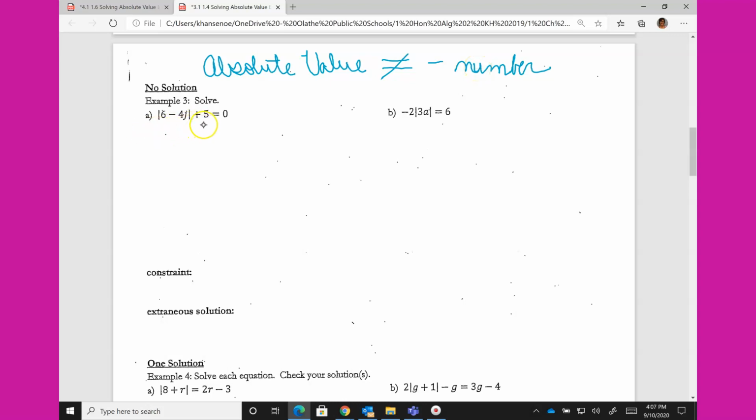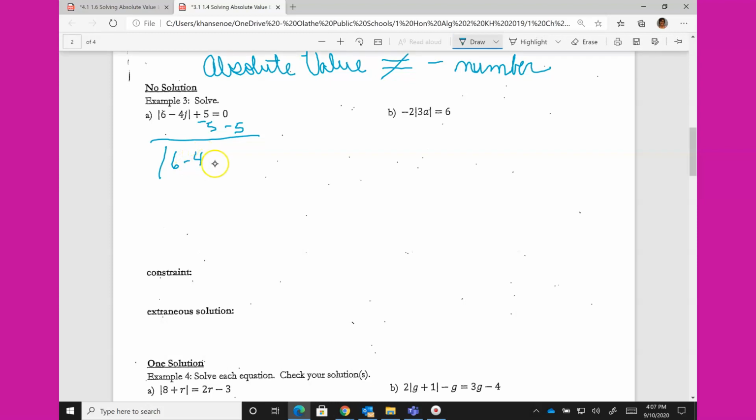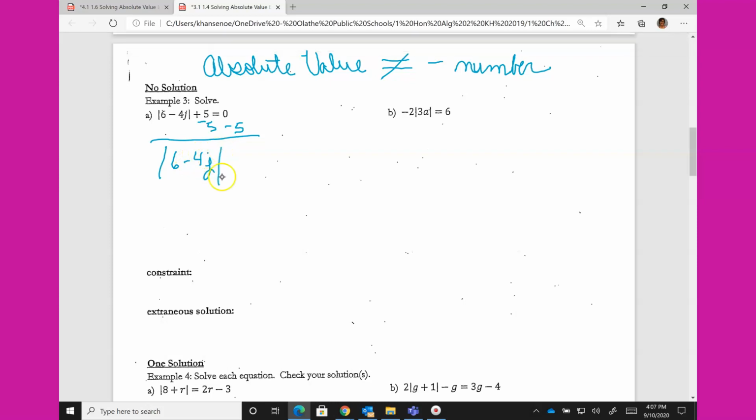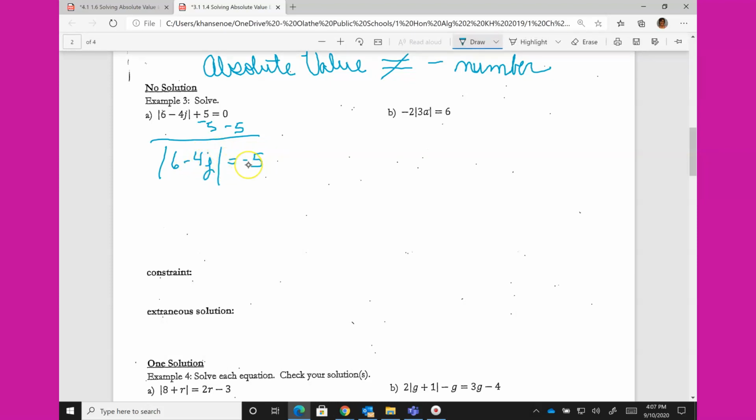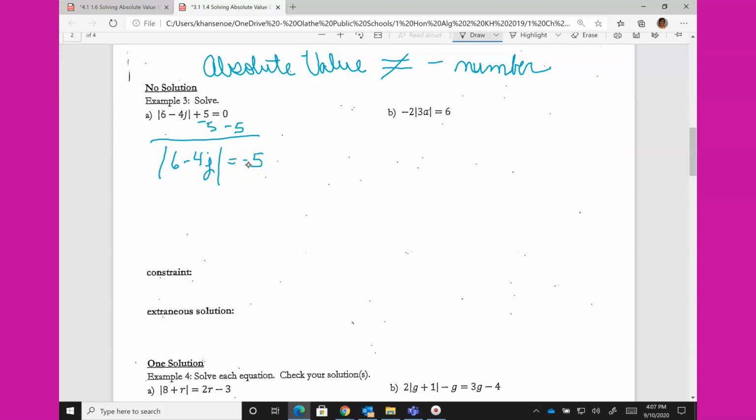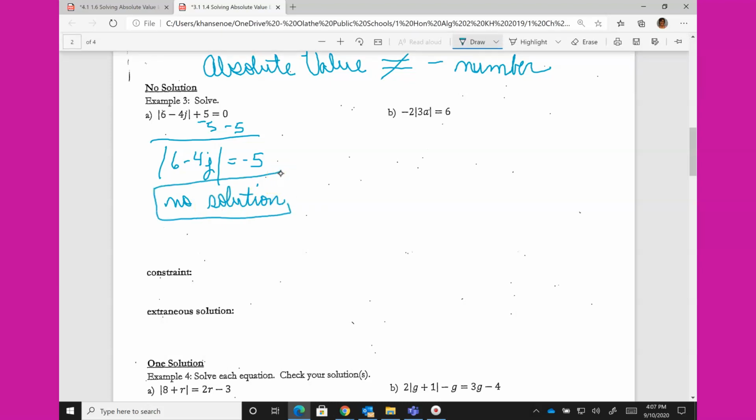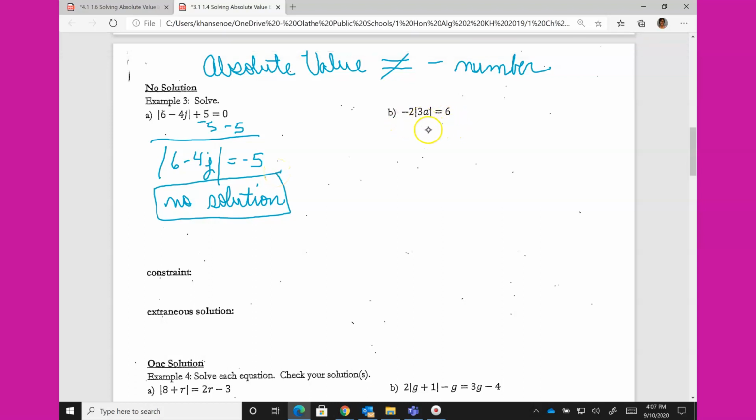I have to get the absolute value by itself, so I subtract 5. I get absolute value of 6 minus 4j equals negative 5. Can an absolute value equal a negative 5? No, so that's no solution. And then that's all you do. That's your answer.